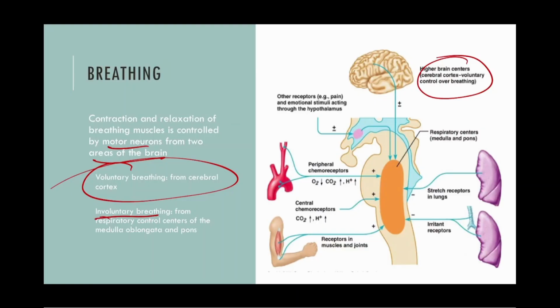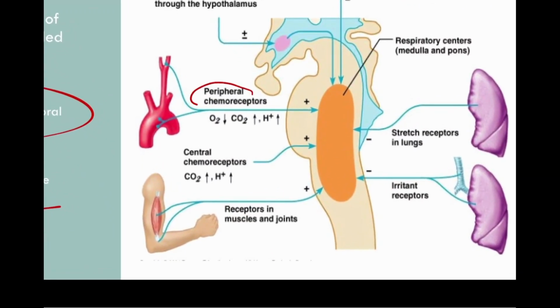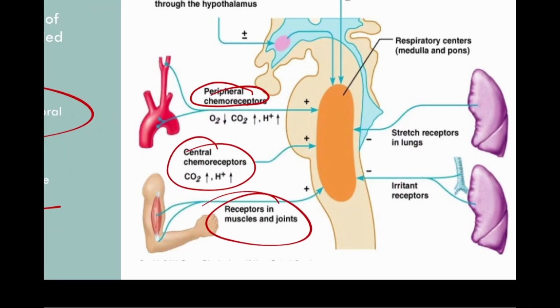Involuntary breathing, so like when you're sleeping. Can you imagine if you had to think about breathing when you were sleeping? Everyone would be dead. So we don't have to think about it. They come from centers in the medulla oblongata and the pons. So we have peripheral chemoreceptors. We have central chemoreceptors. We'll talk about these in greater detail as we go through. We have receptors in the muscles and the joints. Why is that important to know?